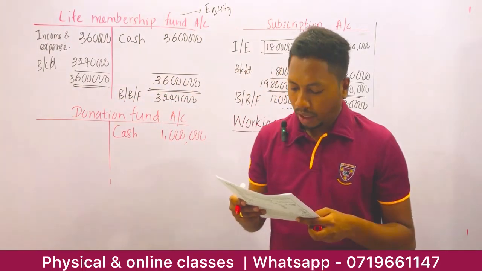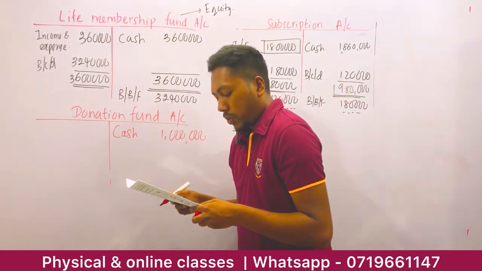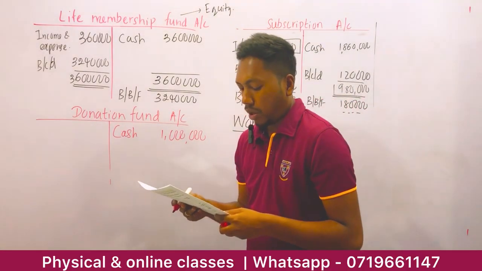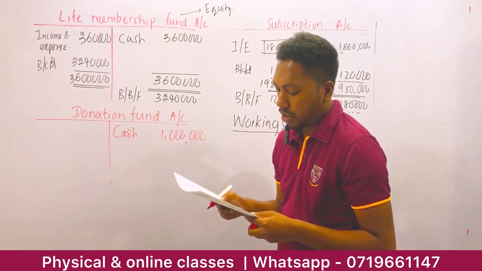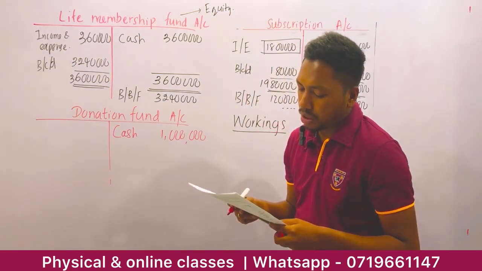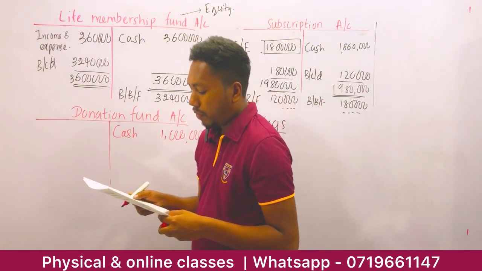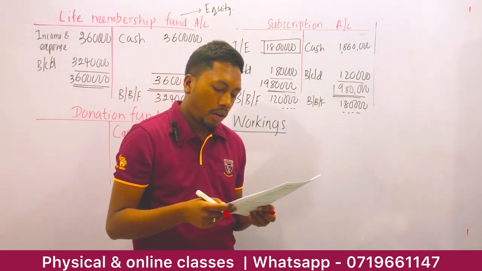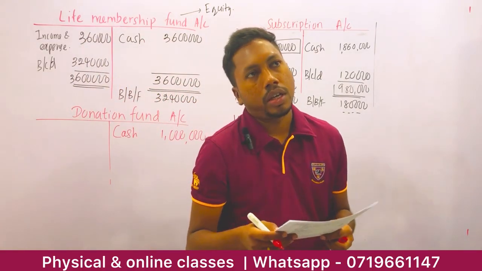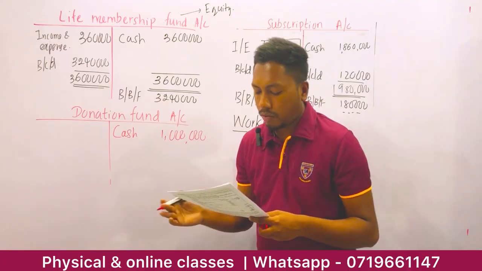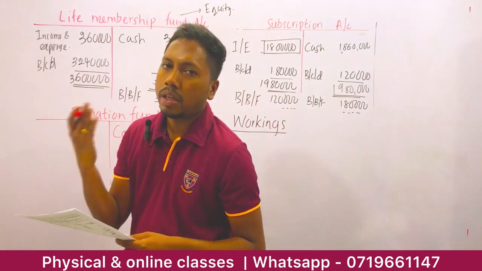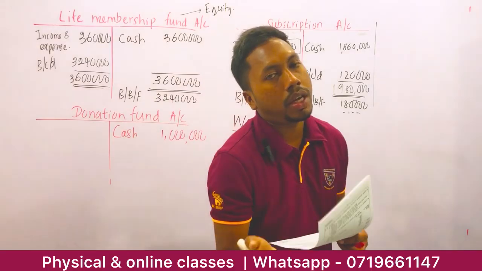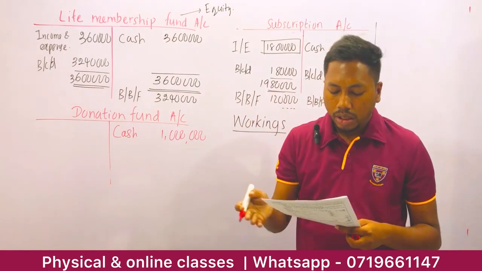Next. To build a sports center. We received that donation to build a sports center. From this donation, rupees 100,000 was paid on 1st October 2023 for the design of the sports center. Okay, to design the sports center, 100,000 was paid to a party, right? That means we have used the donation, right?